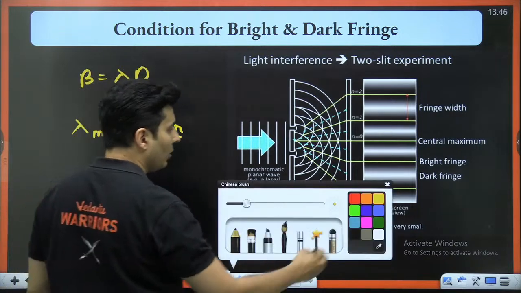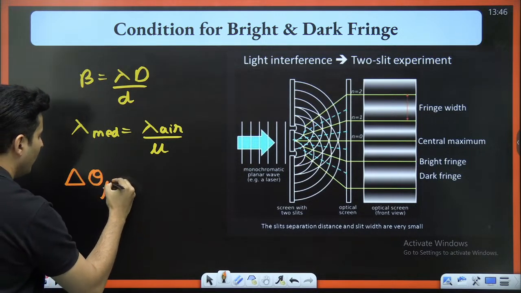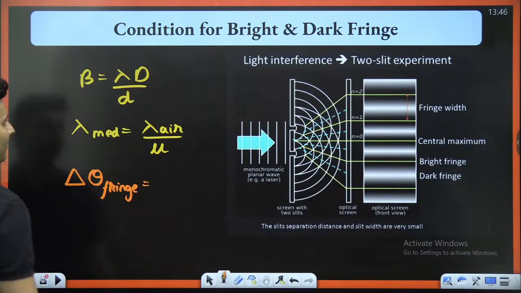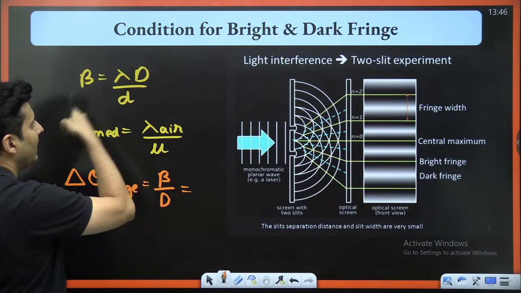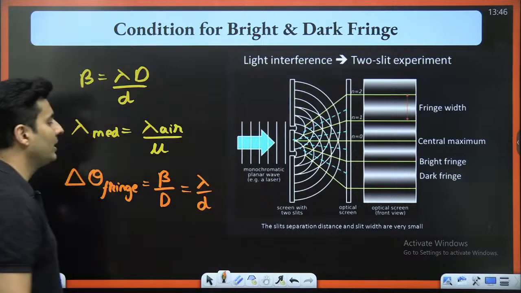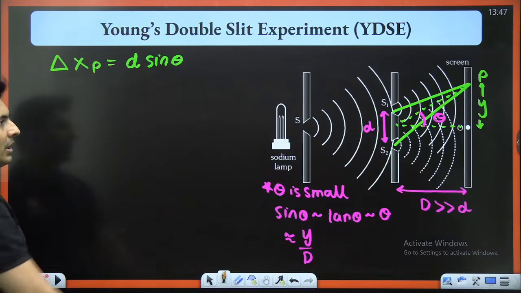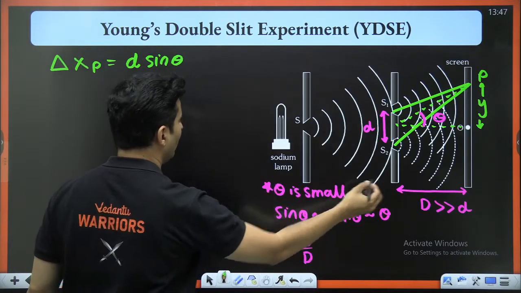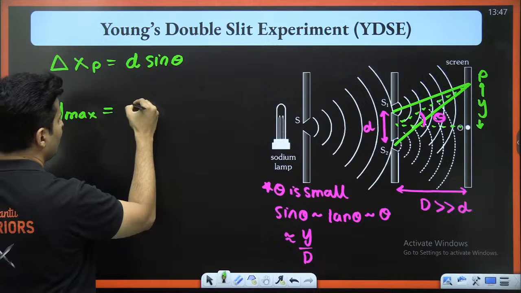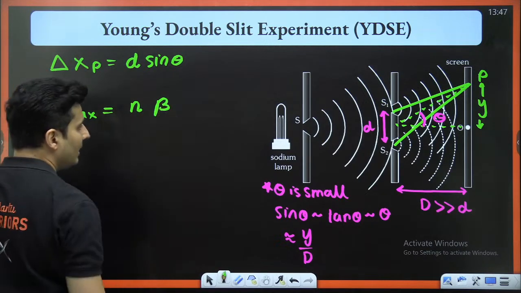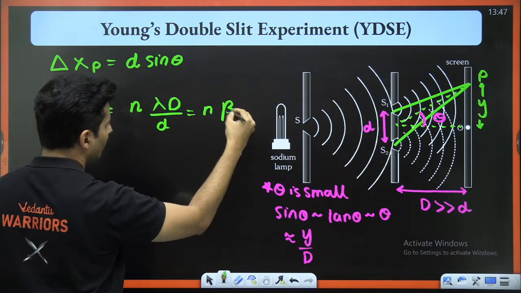Also, you have the angular fringe width formula, which is nothing but beta by D. If you do that, you will get it as lambda by small d. That is the angular fringe width formula. If you want to find the location of any maxima, it is simply n times beta, or n times lambda D by d.